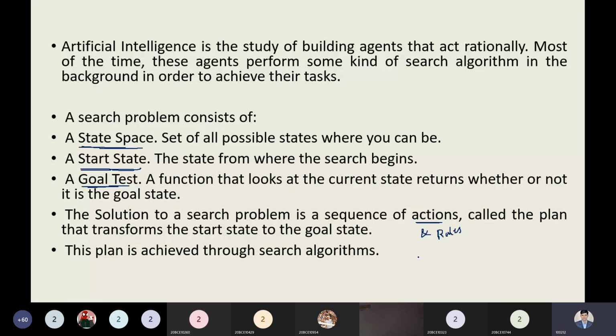Plan means the idea, the thought that you need to transform your initial state to the last state, the goal state as you have decided, followed by some rules and regulations. So this is a point. The plan can be achieved by the search algorithm. That is the reason I have written this statement. The plan we have requires using the search algorithm to decide where I have to go.